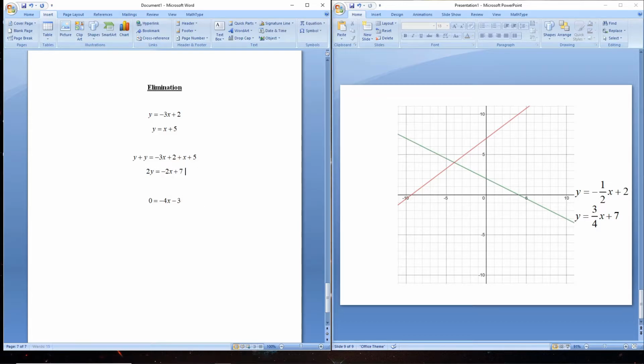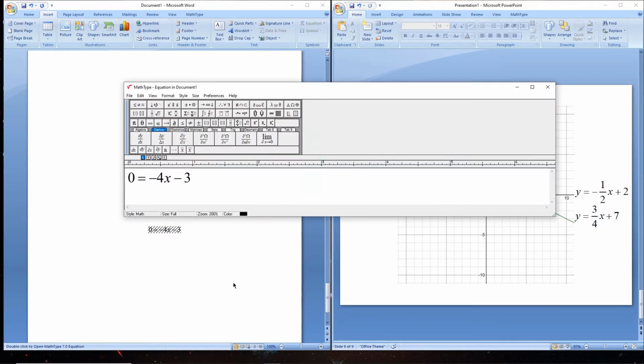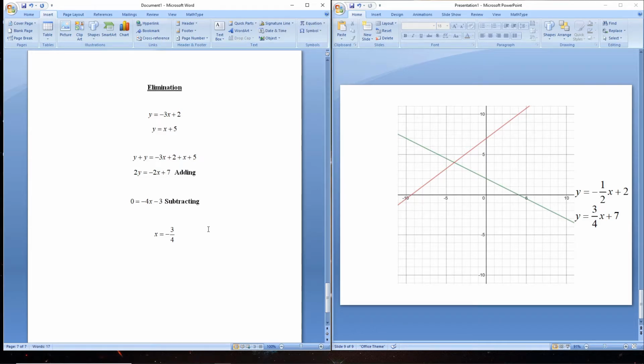Again, this equation here I got from adding the equations together. And this equation I got from subtracting the equations. And subtracting ended up being the better result here, because now we have an equation that we can solve. So we can move, say, the 4x to the left side to make it positive. And then we can divide both sides by the 4 to get our answer. And we find then that x equals minus 3/4.